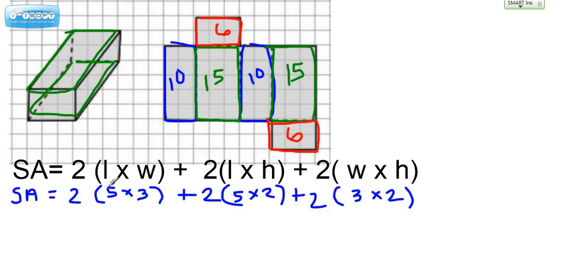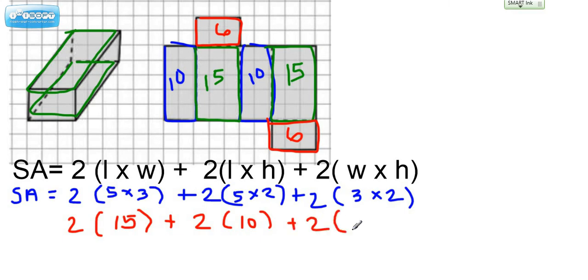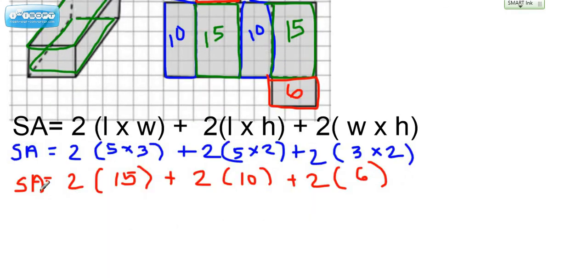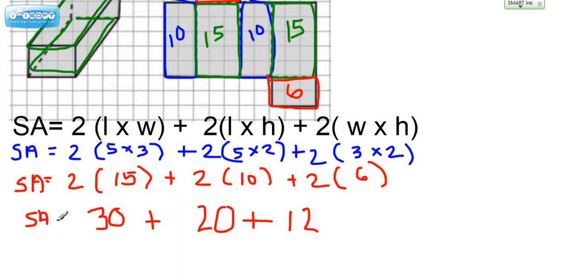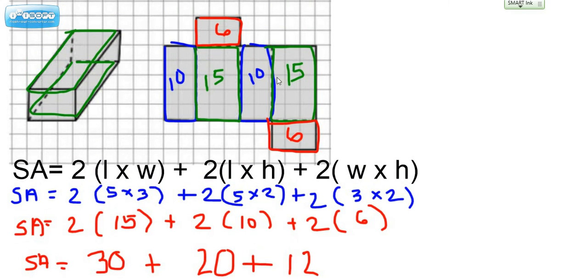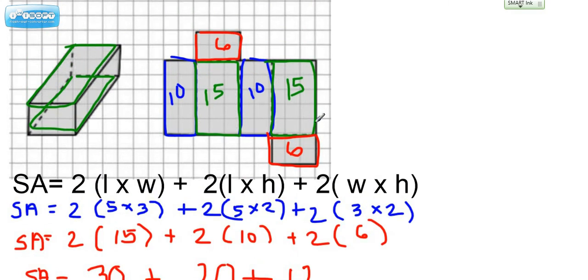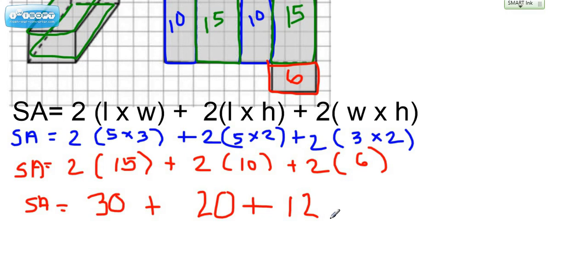Or we can recognize that here we have 2 of the 15s, plus we have 2 of the 10s, plus we have 2 of the 6s. If we add the 2 15s or multiply it by 2, that's going to give us 30 plus 20 plus 12. So the only thing left you have to do is finish adding these 3 numbers. And I think we're looking at square units here because it doesn't say meters, inches, or anything like that. So add up these 3 numbers, and that's going to be square units.